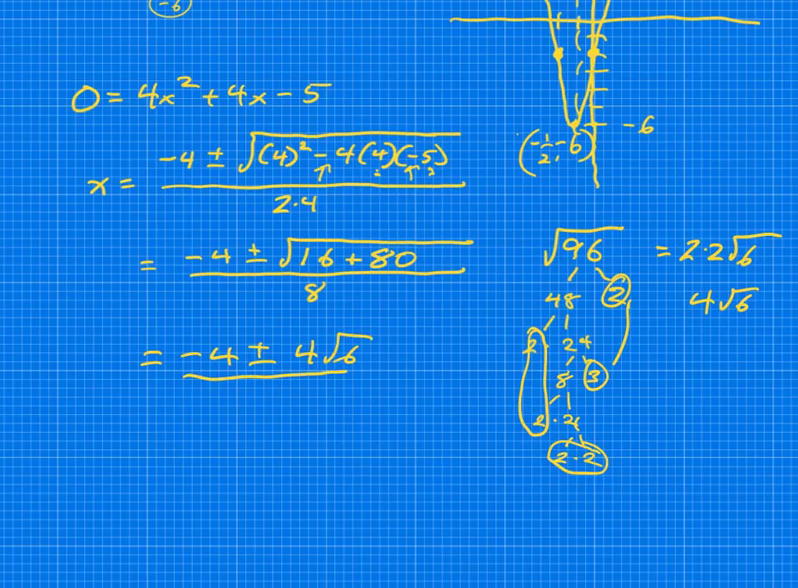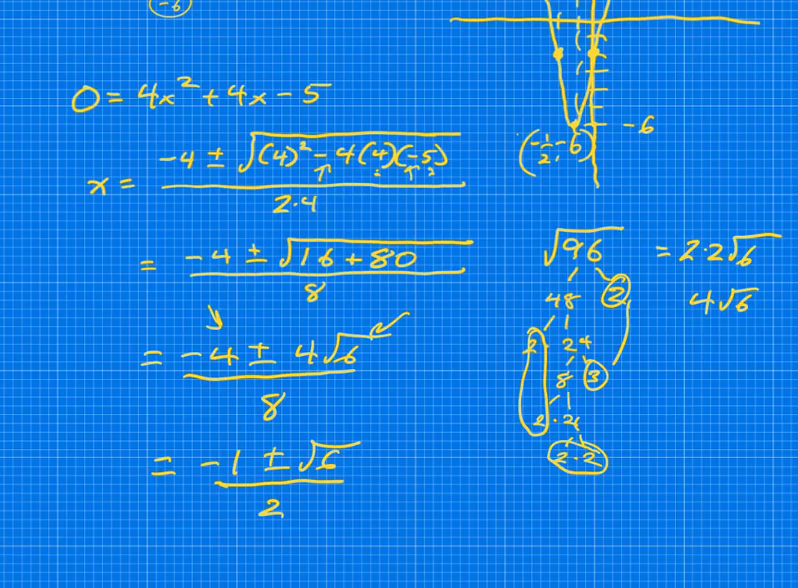over 8. And one mistake that a lot of people make is you forget that there's 2 terms on the top that have to be reduced. So if I'm going to reduce everything by 4, which it looks like I can, I divide everything by 4. I'm going to get -1 plus or minus square root of 6 all over 2. And we can leave the answer like that as far as I'm concerned for the test. But these are the zeros. So there's a 0 at -1 plus root 6 over 2 and -1 minus root 6 over 2.